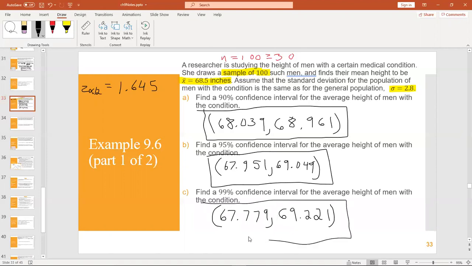So you notice that the intervals get wider. The numbers are farther apart. These are still both 68 and some change. These are a little bit farther apart, but this is just barely above 69. This is a little farther above 69. This is just a hair's breadth under 68. This is a little farther under 68. So the intervals are getting wider as the confidence increases.